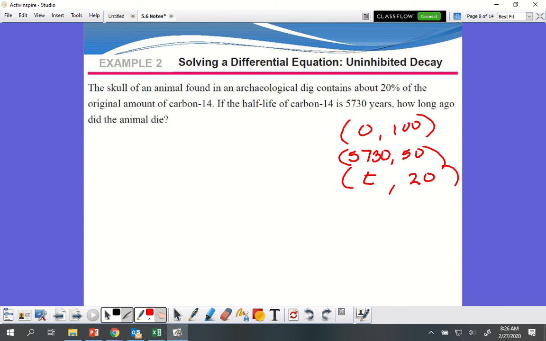Okay, let's go ahead and do a little equation out of this. I know that I should start off with 100 e to the k. What do you think my t should be? Not 0, because that gives me my initial. I want the 50% one, right? So 5,730.